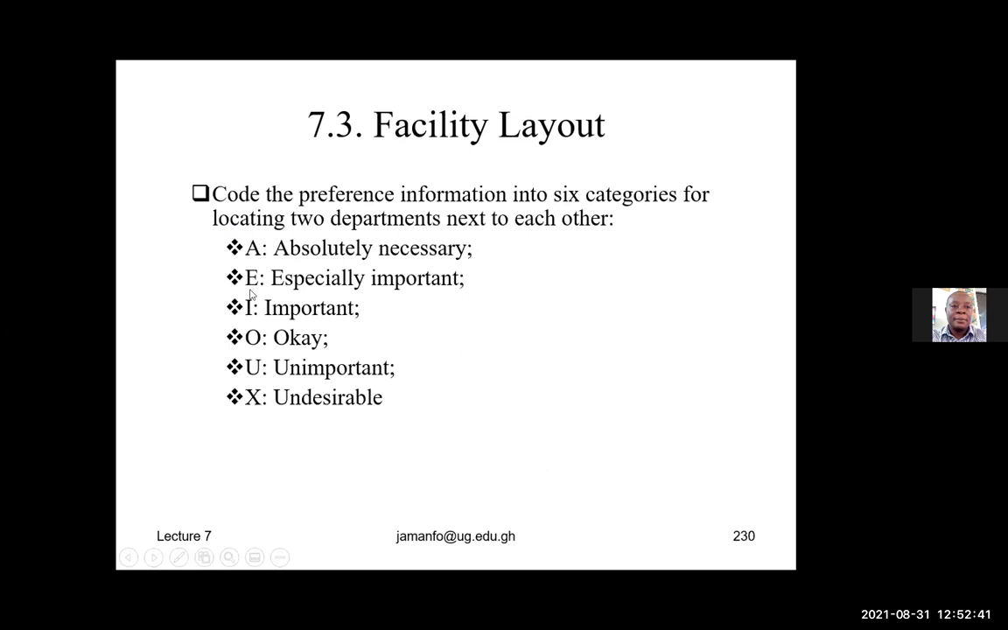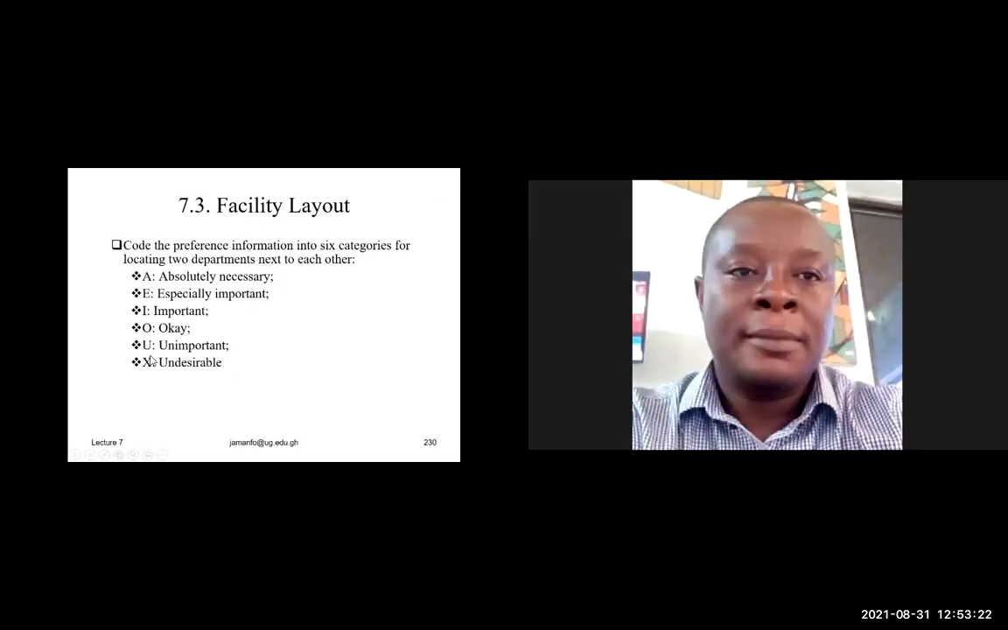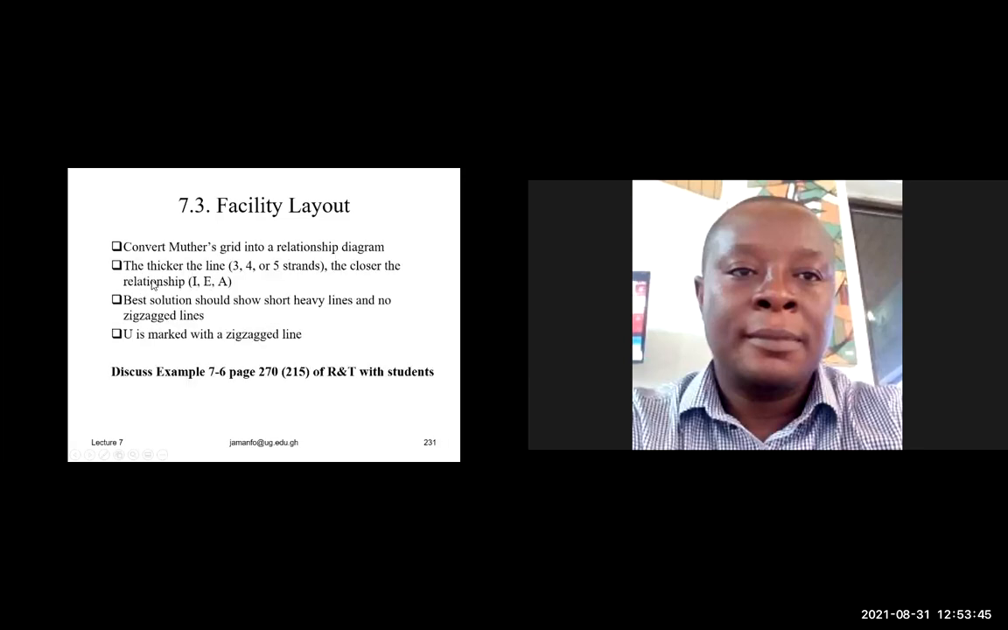So these are the letters we use, A-E-I-O-U, X, just like the vowels. That's what my English teacher taught me, how to remember the vowels in the English alphabet. So we represent absolutely necessary with A, especially important with E, important with I, okay with O, unimportant with U, undesirable with X. So the manager will indicate what the preferences are in terms of locating two departments together. If he thinks that production and the stockroom should be close, he'll indicate that the relationship should be A, absolutely necessary. Let's have a look.